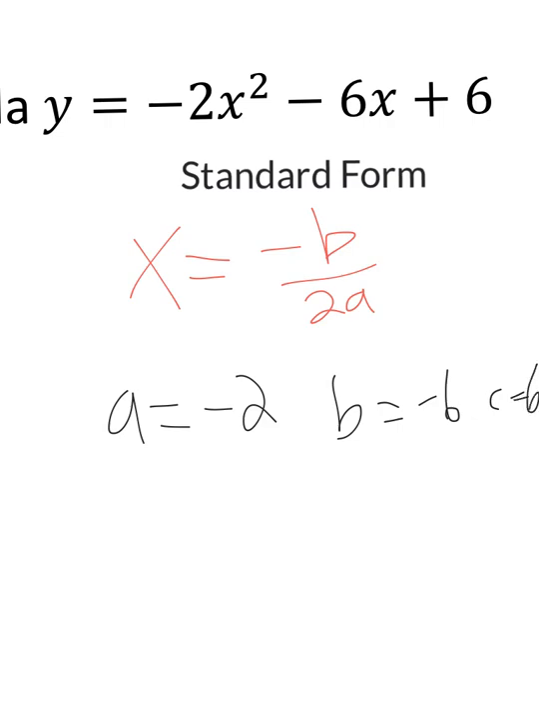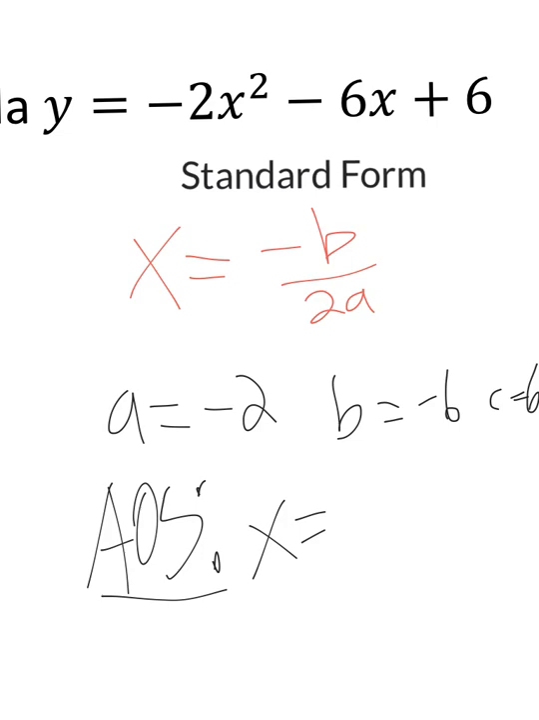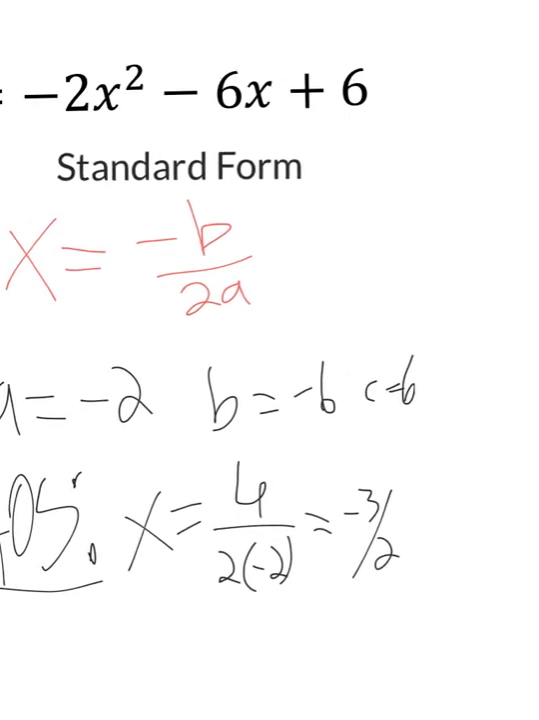So, x equals negative b over 2a. So my axis of symmetry is x equals negative b, so that's positive 6, over 2a, 2 times negative 2. Looks like that's going to be 6 over negative 4, which is negative 3 over 2. Or you could also say negative 1.5.